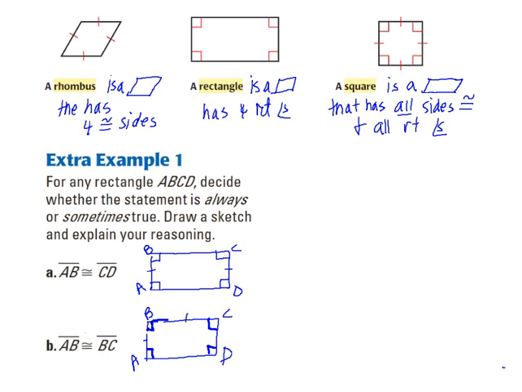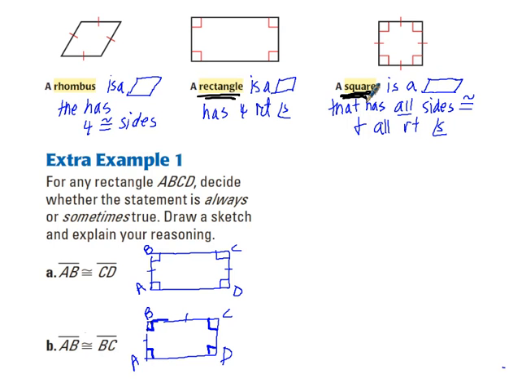And then we have a rectangle here. It is a parallelogram also. It's a special one. Opposite sides are parallel, but all four angles are right angles. And then we have the most special of the parallelograms, also known as a square. It has opposite sides parallel, opposite angles congruent, opposite angles right, and all four sides congruent. So those are our three special parallelograms.